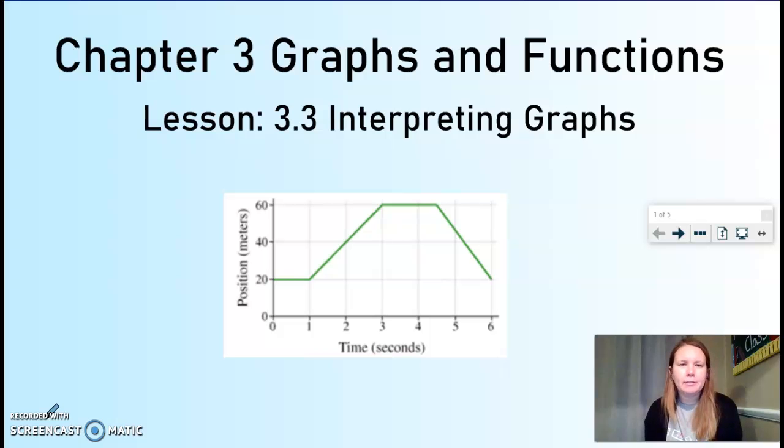So we're going to see graphs like this pictured here. We might see other types of graphs, and we want to explain what those lines within the graph or the dots on the graph really mean compared to what kind of problem it is.